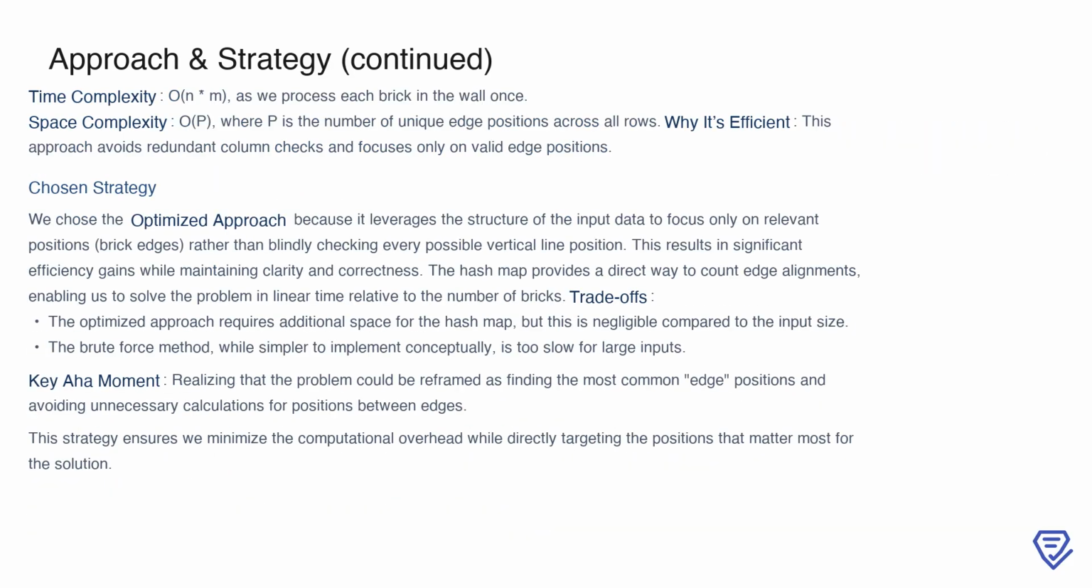Analyzing the efficiency of the optimized approach, the time complexity remains n*m, as we still process each brick in the wall, but it avoids the redundant column checks inherent in the brute force method. The space complexity is p, where p represents the number of unique edge positions across all rows. This additional space for the hash map is small in comparison to the input size. The reason this approach is so efficient is that it zeroes in on the valid edge positions, skipping over irrelevant areas entirely. We chose this optimized strategy because it leverages the structure of the input data to focus only on the brick edges, ensuring significant performance improvements while maintaining clarity and correctness.